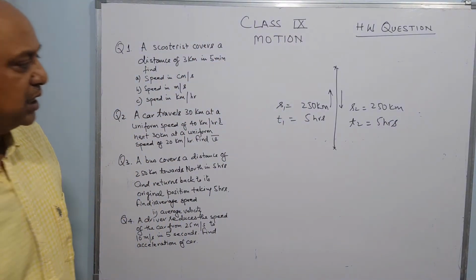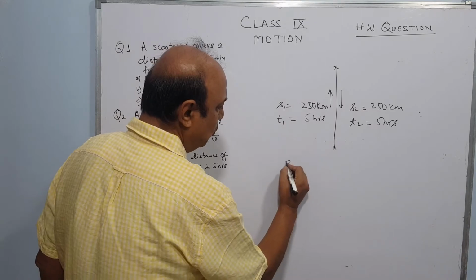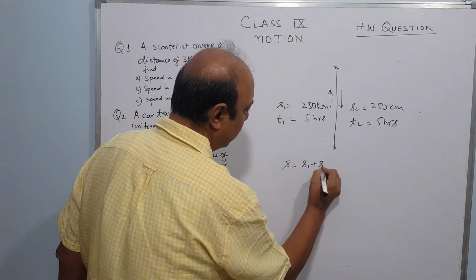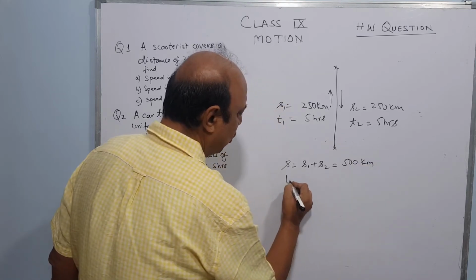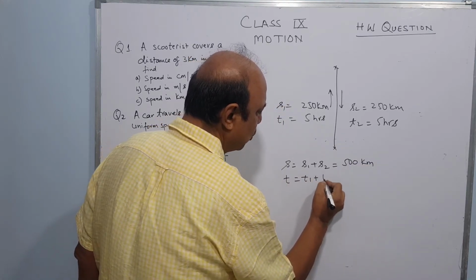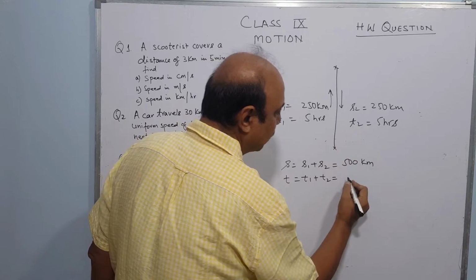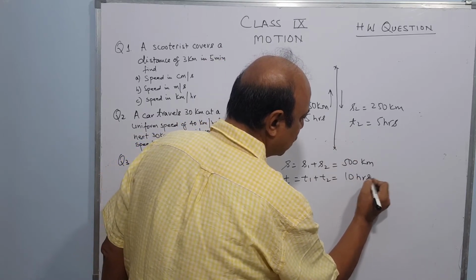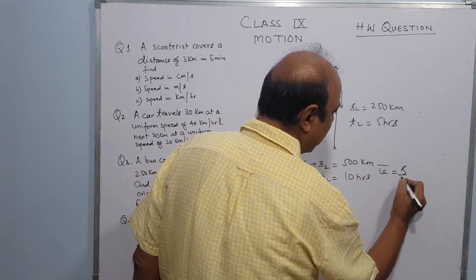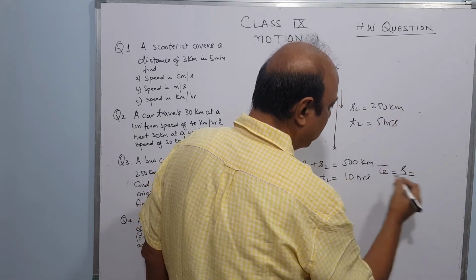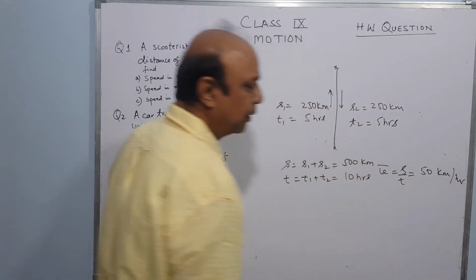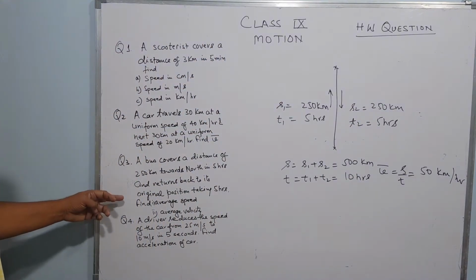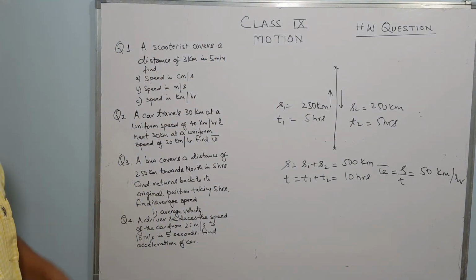So total distance is S1 plus S2, which is 500 kilometers. Total time is T1 plus T2, which is 5 plus 5, 10 hours. So average speed is S upon T, which is 500 upon 10, that is 50 kilometers per hour. Second part of the question is, find its average velocity.